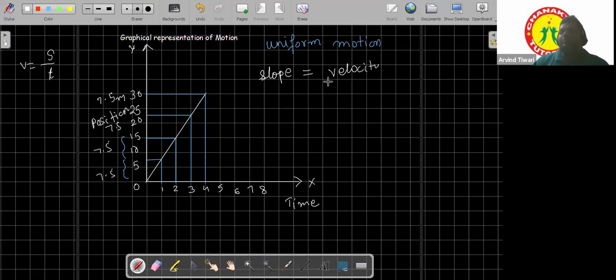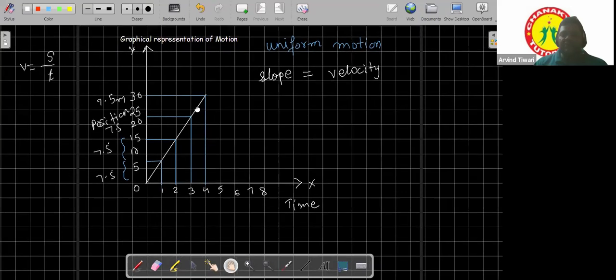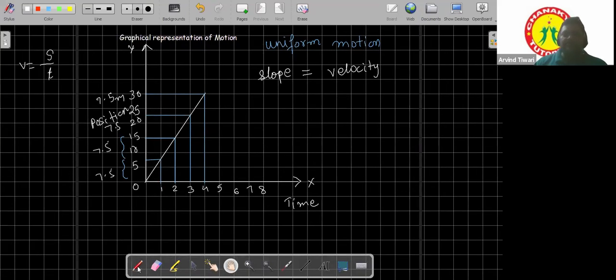This is a very important criterion. In every graph, we need to measure the slope. Slope means the inclination of the graph, how much the graph is inclined. The inclination of the graph will show us what the velocity will be, or what the change of the y-axis with the x-axis will be. That we call the slope.